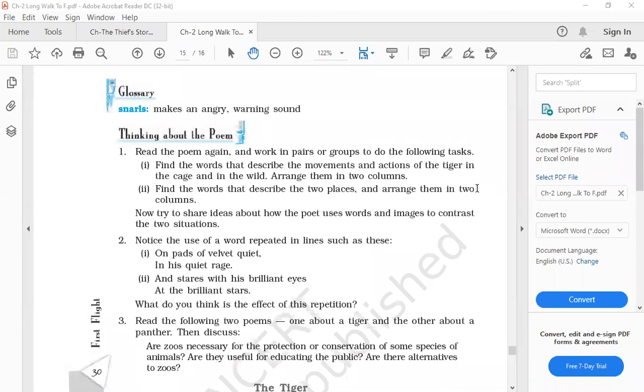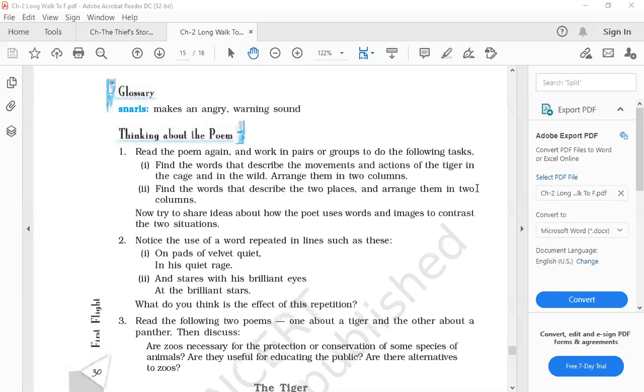Yes. In the cage part, you have only repeated the word cage. There are other words as well, like concrete cell, behind bars, length of his cage. So these are the words which are actually described for the cage. Okay. Yes, your places in the wild are absolutely correct: through long grass, near the water hole, around houses, at jungle's edge as well. Okay. Now, question number two.